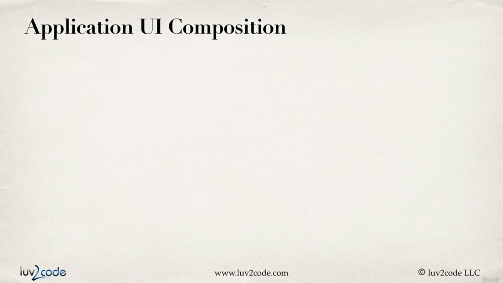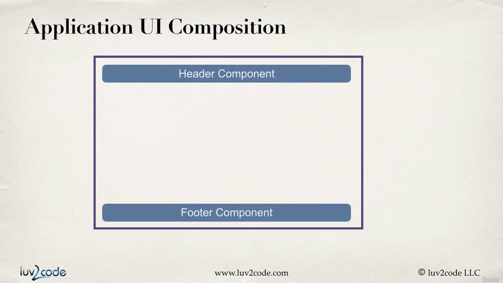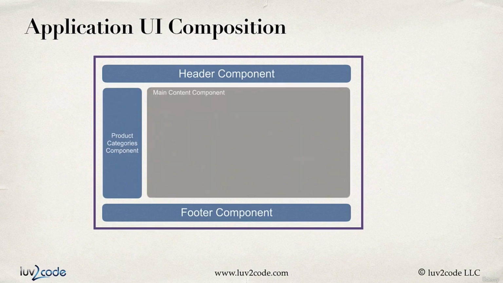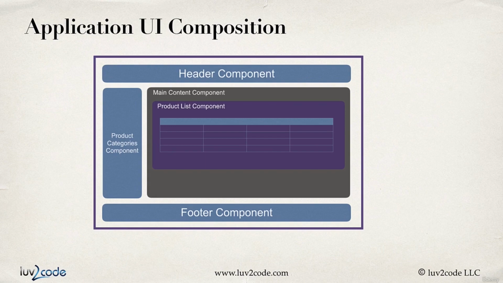Alrighty, so application UI composition. We can take our main application, starting here with this main screen, and then we can break it down into smaller pieces. So we can have a header component and also a footer component. And then also along the left-hand side, we could have a nav bar, maybe some product categories component. Then we could have a main content component in the center, and we could add a product list component to list all of our products.